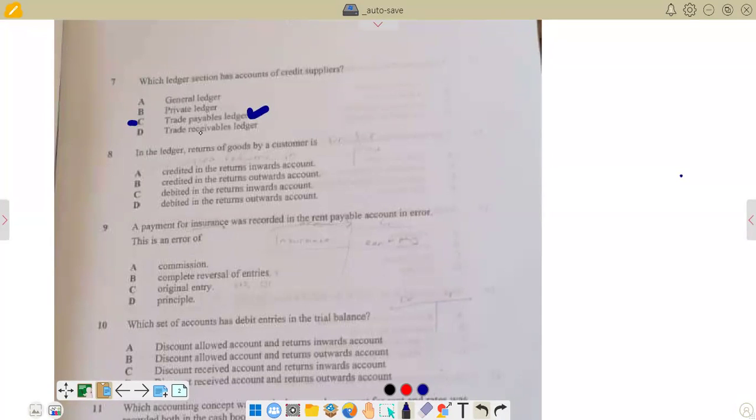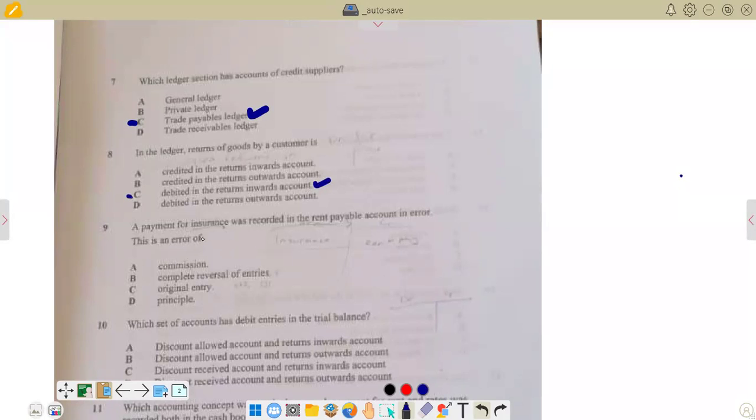Now we go to the next question, which is, in the ledger, returns of goods by a customer is. So these are returns that are coming back into the business, so they are returns inwards. We check the responses that have returns inwards, that is A and C, and then find out whether we debit or credit. Remember, when we sell those goods, we debit the debtors account. But when they are returning, we go to the opposite of the debtors account, which is we are crediting the debtors account, and then we debit returns inwards account. So we have C as the most appropriate answer.